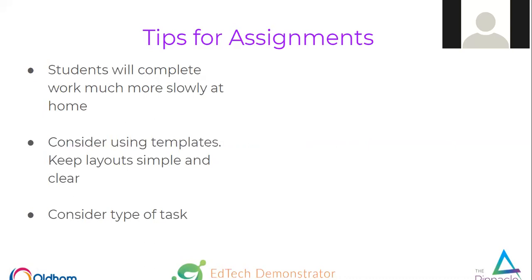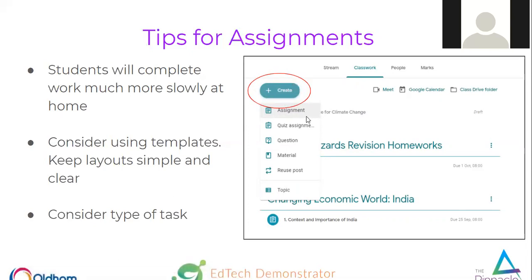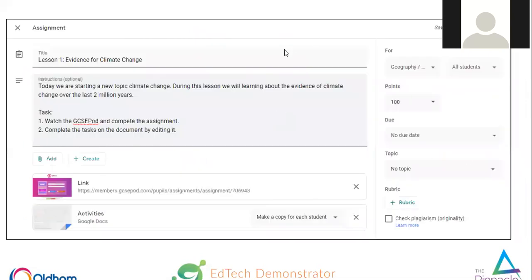Okay. So once you have decided on your task that you would like to set as an assignment and you have uploaded it into Google Drive, so it's in a compatible format, you're then ready to set your assignment. From the classwork tab again, we're going to use the Create button just here. And instead of selecting a topic like before, we're just going to select assignment. And this is the page that you will receive.